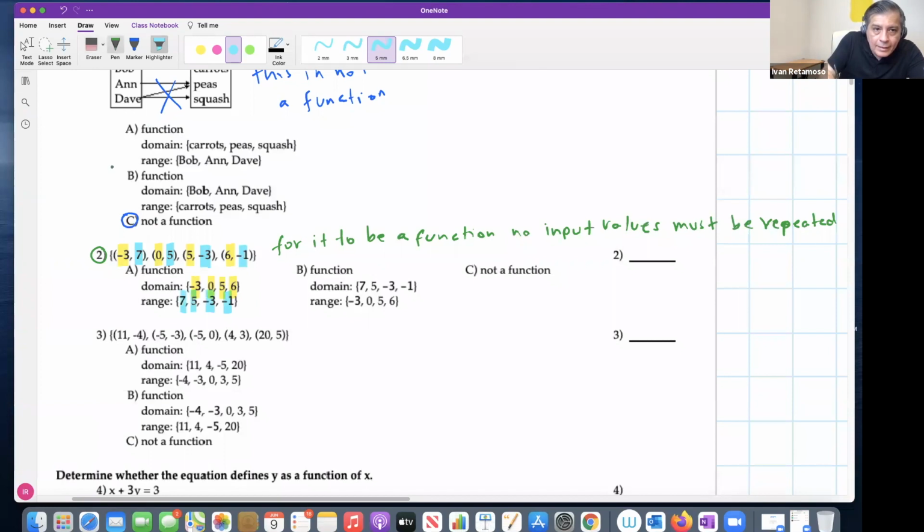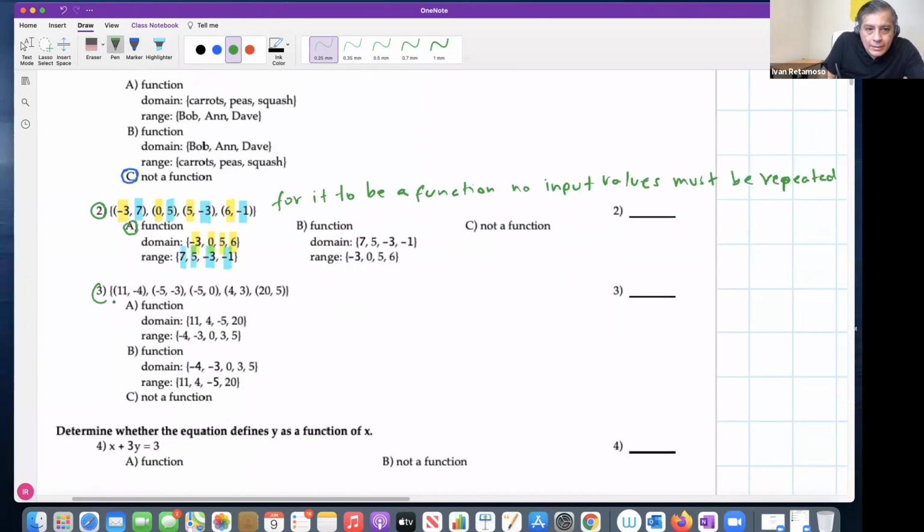Excellent. Very good. Next, same question. Is this a function? So check that out and let me know. Number 3. Very good. Savannah, excellent. Not a function. Because if you look at this condition, for it to be a function, the input values cannot be repeated. You cannot have forks. You cannot have two output values associated to the same input value.